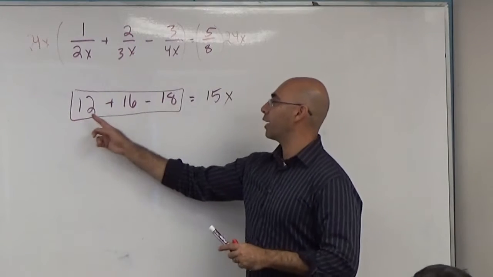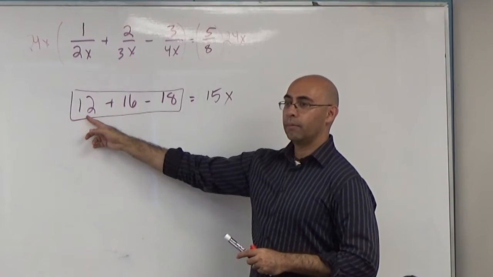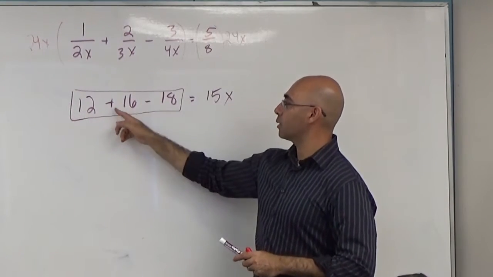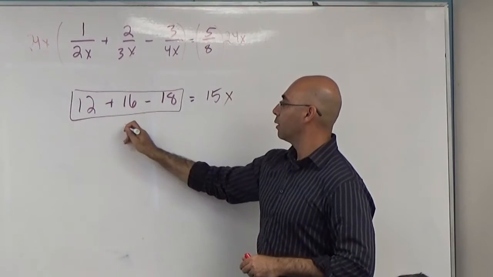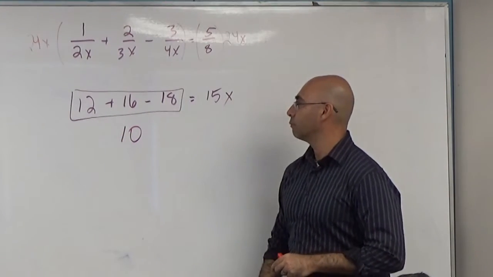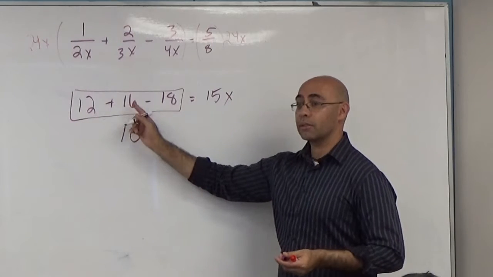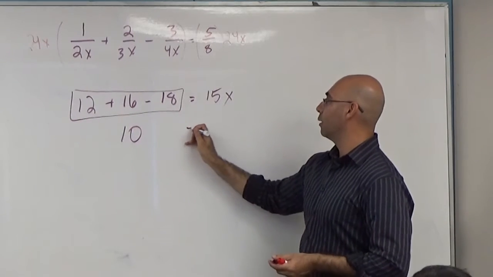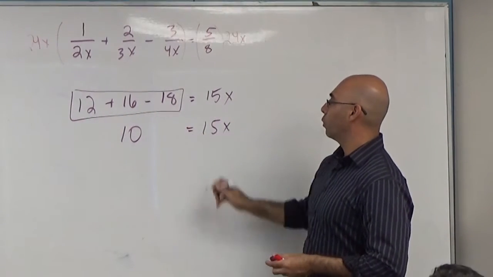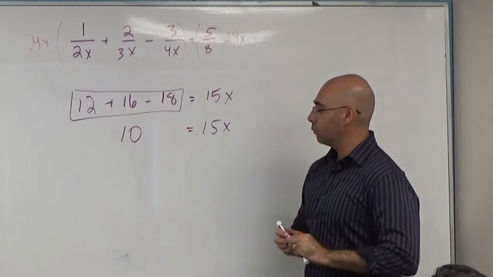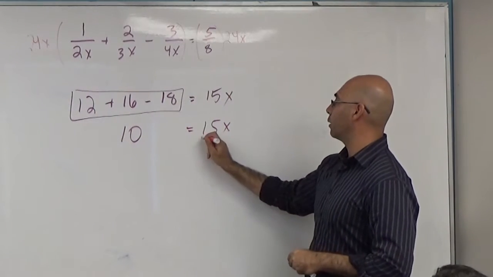I'm going to do this. Oh, what's 18 take away 12? 6, but it's a negative 6. What's 16 minus 6? 10. So this side's going to be 10. Or you could do this. 12 plus 16 is 28. What's 28 minus 18? 10. What do I do now? I just divide by 15.